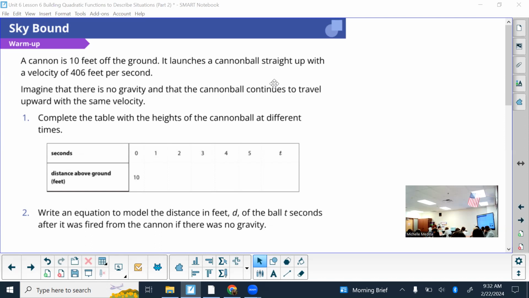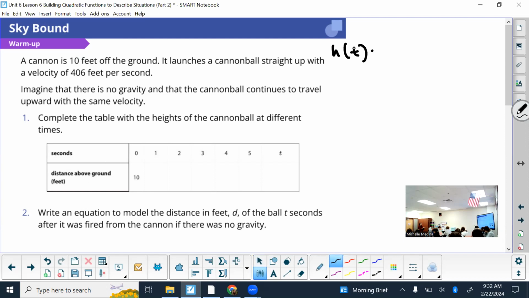Complete the table with the heights of the cannonball at different times. So you had to basically make an expression, and your general setup we talked about yesterday looks something like this. So when we're talking about distance above the ground, your general setup for projectile motion problems will look something like this.